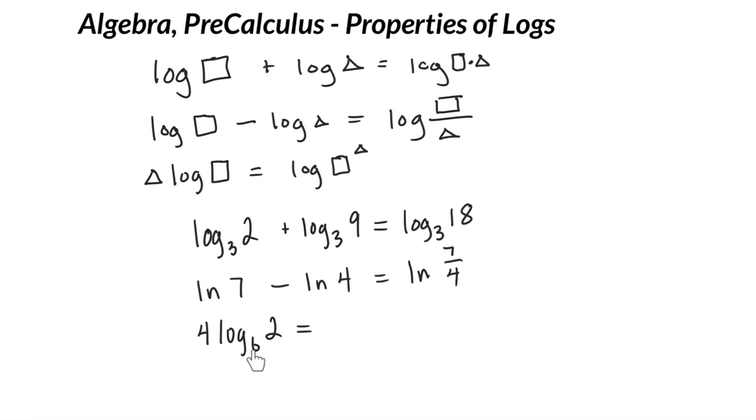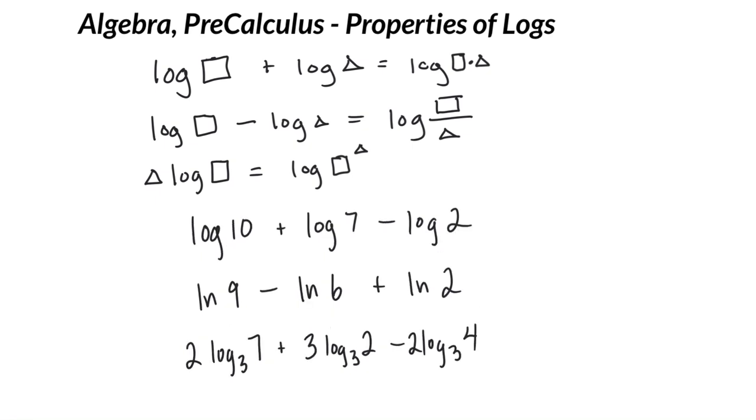Next, we've got a log base 6 of 2, with this 4 out front. So if you remember, we keep the log base the same, but we use the coefficient out front as an exponent. So 2 to the 4th. And of course, 2 times 2 times 2 times 2 is 16. All right, let's do a few more examples where we combine some of these rules into multiple expressions.